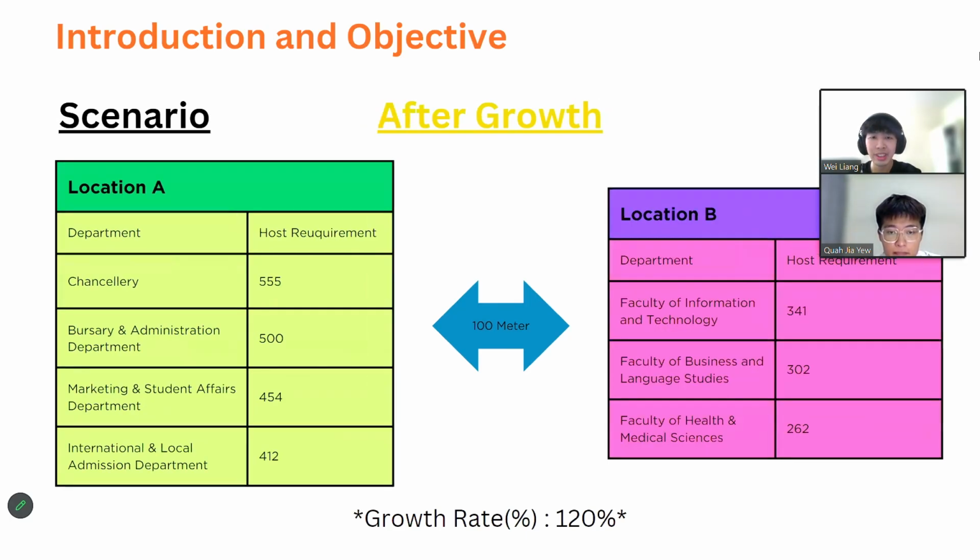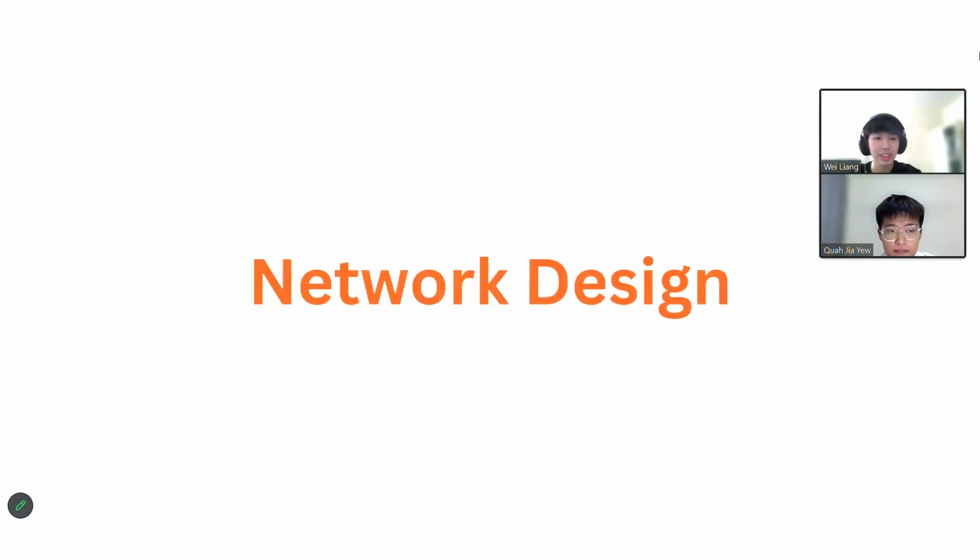Next. So this is the after growth table, after we made the calculation. After the calculation, the host requirement for Chancellery is 555, and so on for the departments below. And in location B, the host requirement for Faculty of Information and Technology is 341. Next. So this is the network design.